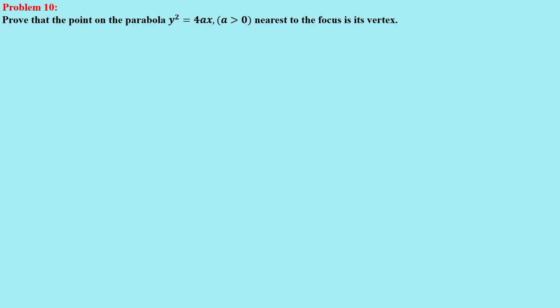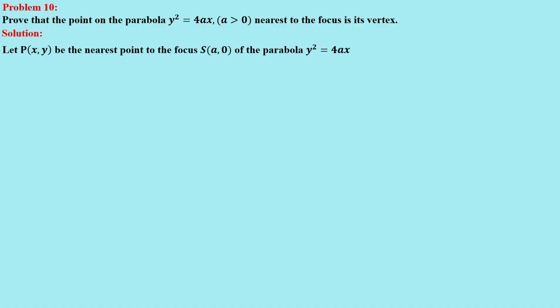Prove that the point on the parabola y square is equal to 4ax, a greater than 0, nearest to the focus is its vertex, right? So we are going to find the nearest point to the focus. So we are going to prove that the nearest point is nothing but the vertex of the parabola, right? So let P(x, y) be the nearest point to the focus S(a, 0) of the parabola y square is equal to 4ax.